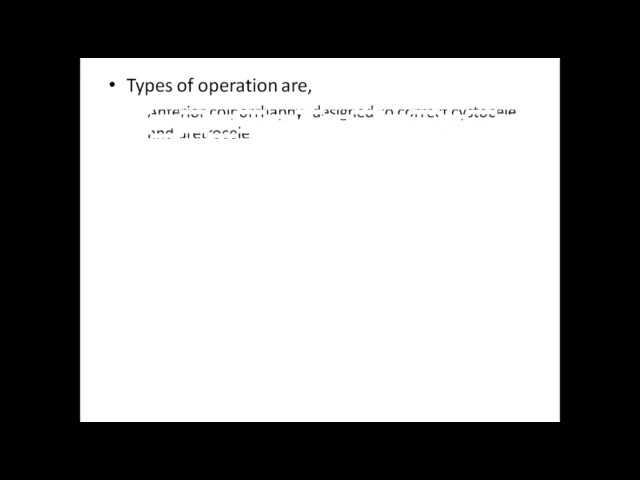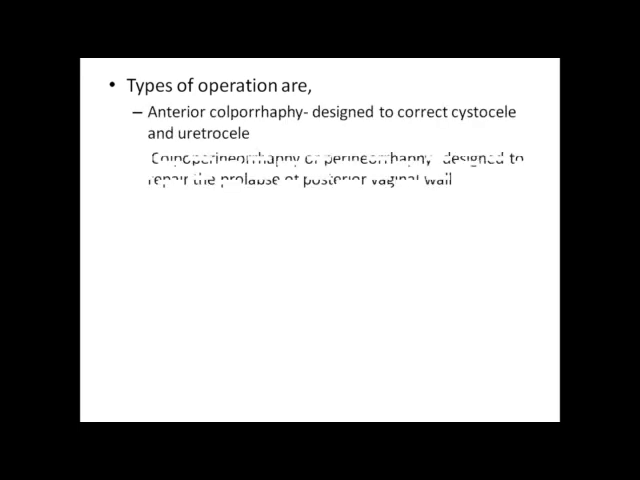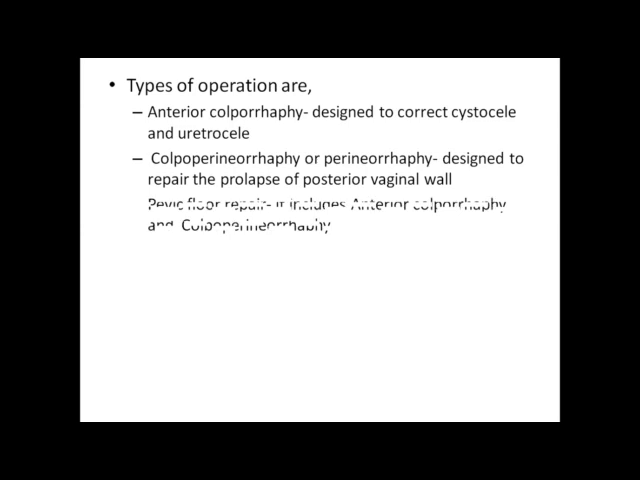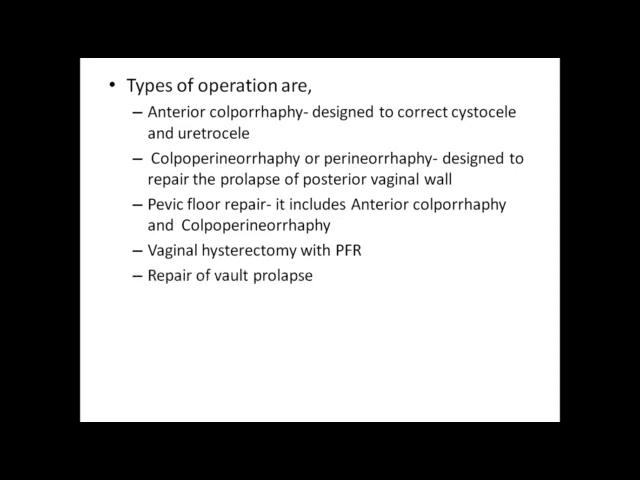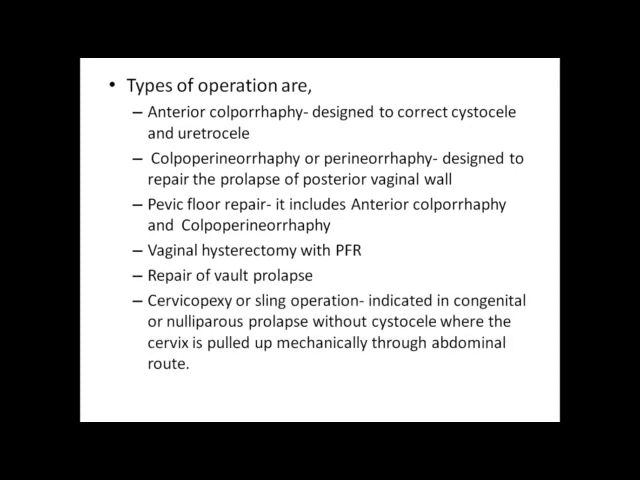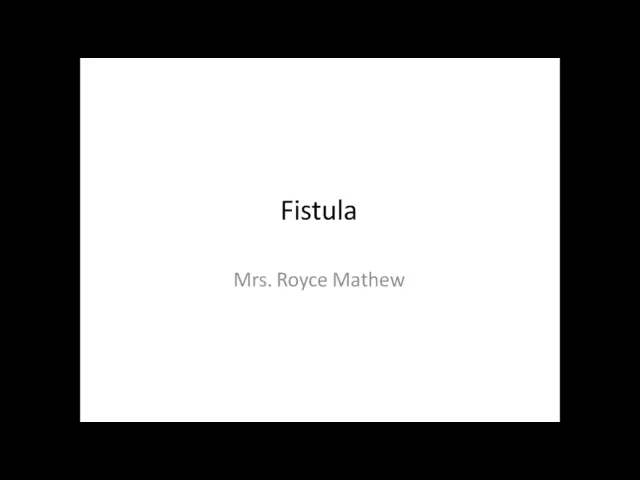Types of operations are anterior colporrhaphy designed to correct cystocele and urethrocele, posterior colporrhaphy or perineorrhaphy designed to repair prolapse of posterior wall of vagina, pelvic floor repair including anterior colporrhaphy and colpoperineorrhaphy, vaginal hysterectomy with pelvic floor repair, repair of wall prolapse, cervicopexy or sling operation indicated in congenital or nulliparous prolapse without cystocele where the cervix is pulled up mechanically through the abdominal route.